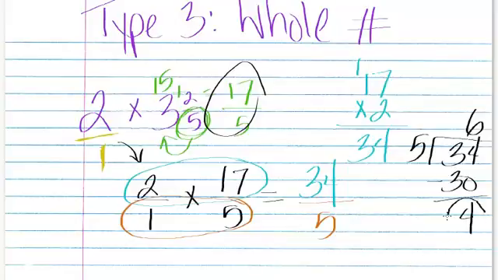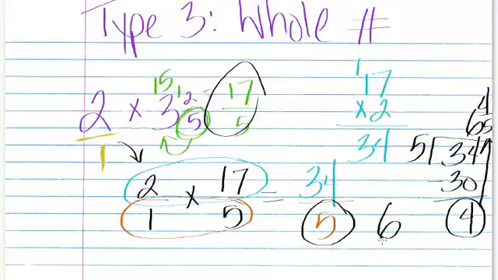I take my remainder, I bring it upstairs, and the remainder goes over the same bottom number. 6 and 4/5. And that is my answer. And that's pretty much as hard as it gets.